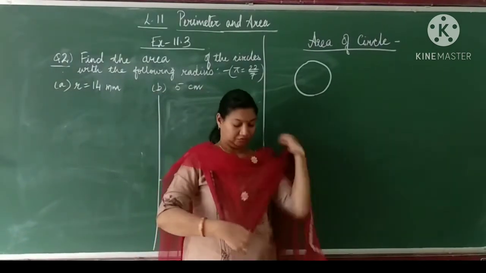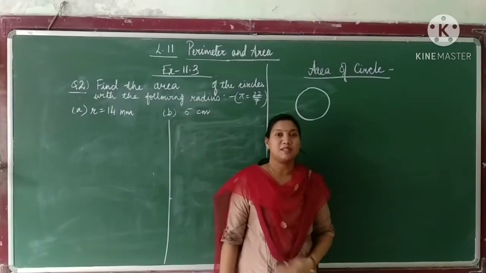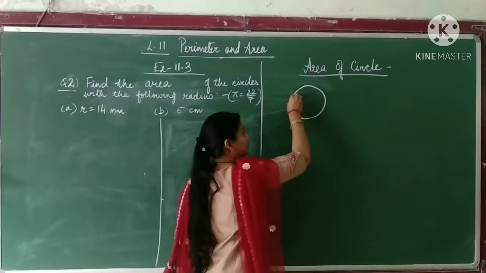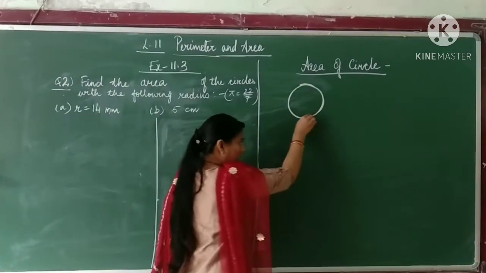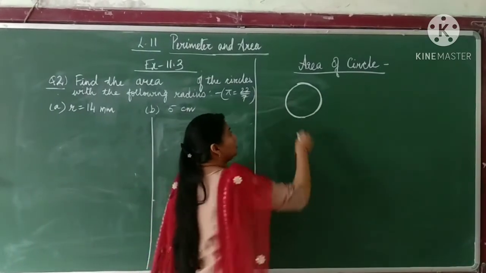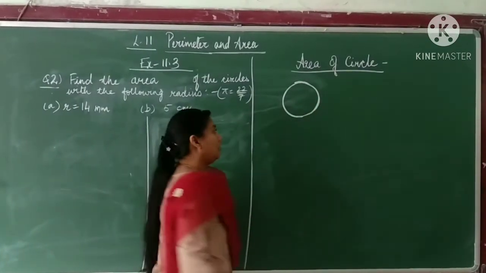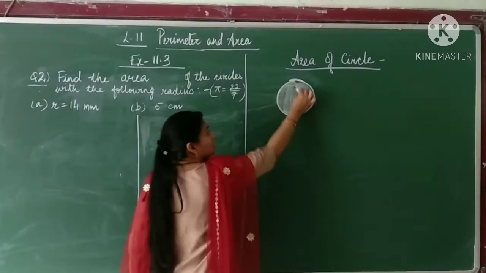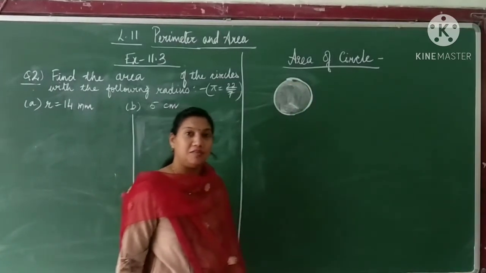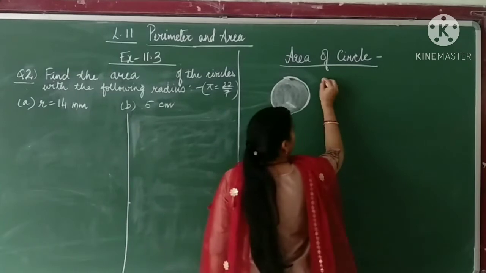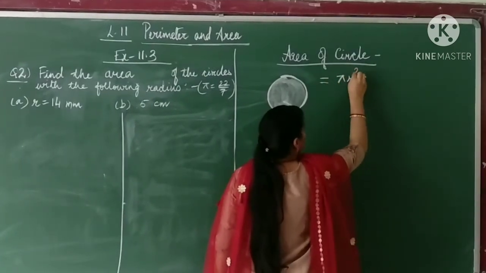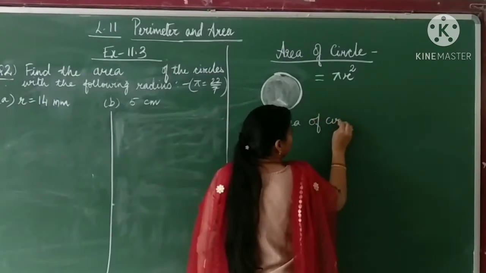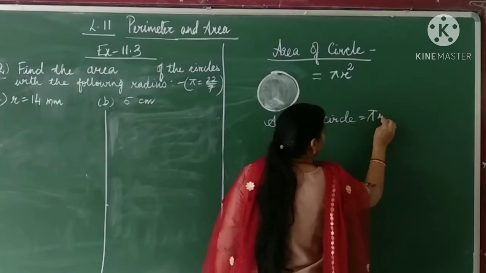Now just now I had explained to you about the perimeter of the circle. What is perimeter? The distance around the boundary of the circle. Now we are going to learn about the area of the circle. What is the area? The whole inside region of the circle is known as the area of the circle. And its formula is given by pi r square. So, write down in your notebook, area of circle is equal to pi r square.